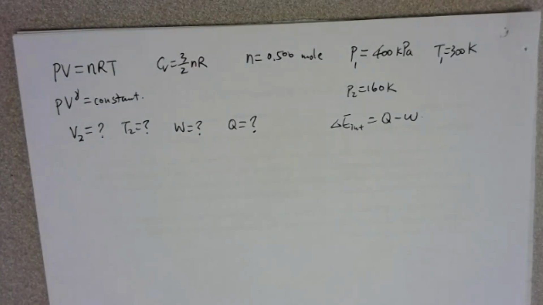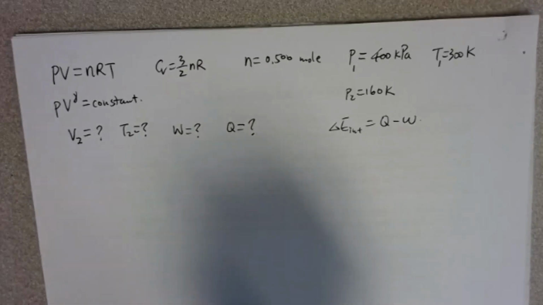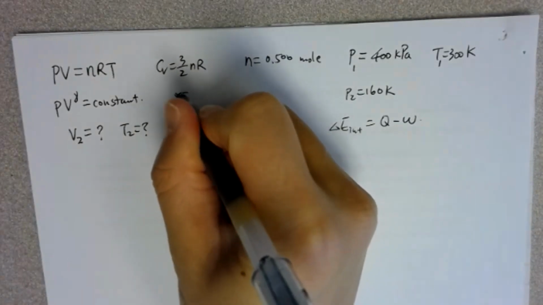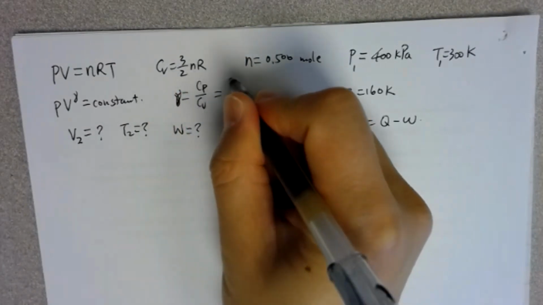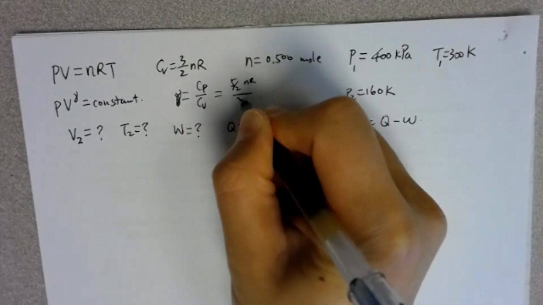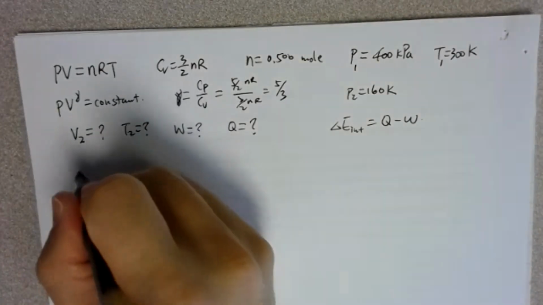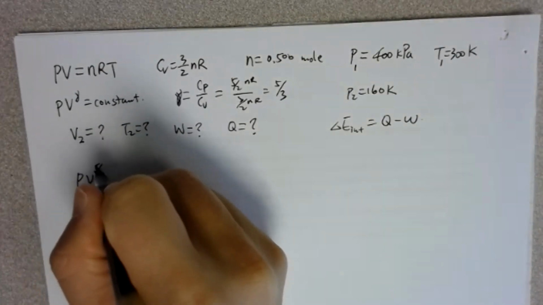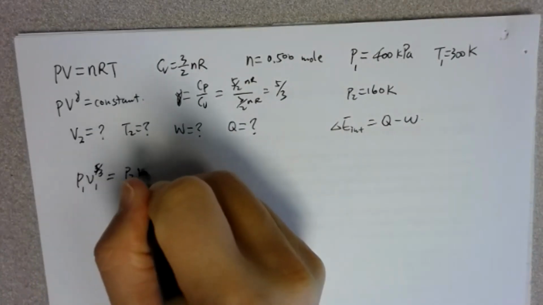So let's take a look here. You can calculate the final volume. Gamma is equal to Cp over Cv. So Cv being 3/2 nR, Cp then will be 5/2 nR because Cp is Cv plus nR, so 5/2 nR over 3/2 nR. That means 5 over 3 for your gamma. So PV to the 5 over 3 power is equal to constant. That means P1 V1 to the gamma is equal to P2 V2 to the gamma.